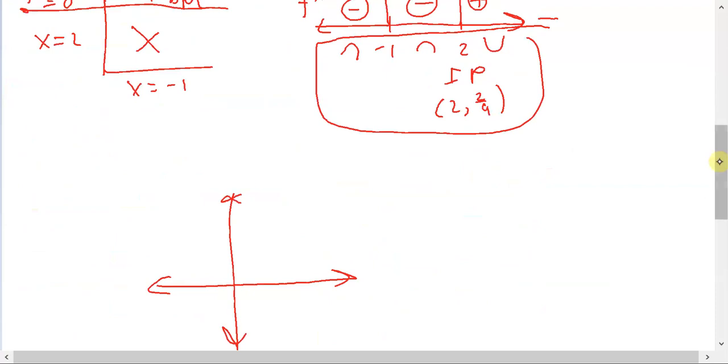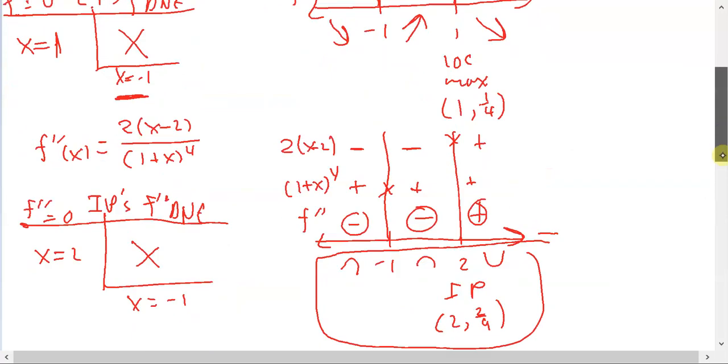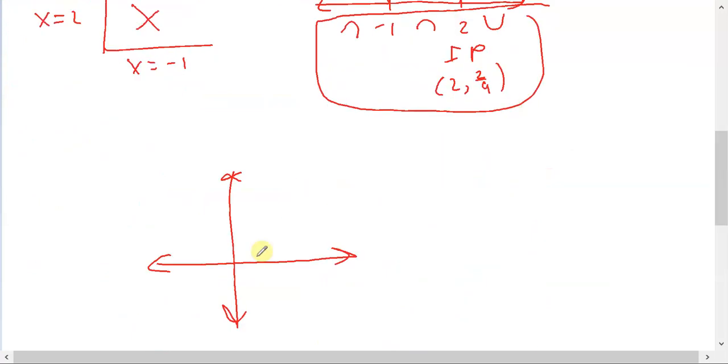Some important points are 1, 1/4 and 2, 2/9. So I've got 1, 1/4 and 2, 2/9. Say this is 1, 1/4, it would be about here. So there's an important point. And then 2, 2/9. Well, that's smaller than 1/4, so that's just a little bit below that one.